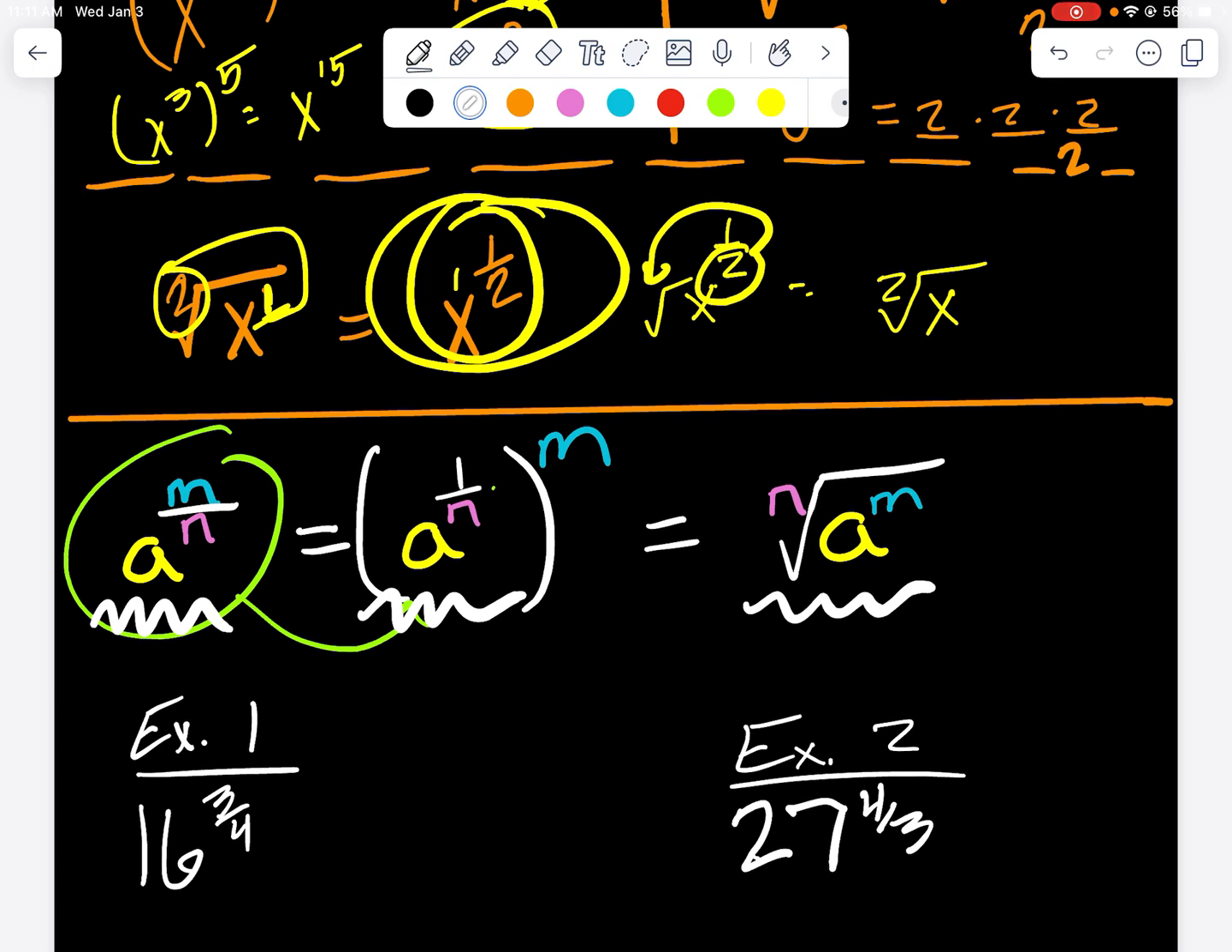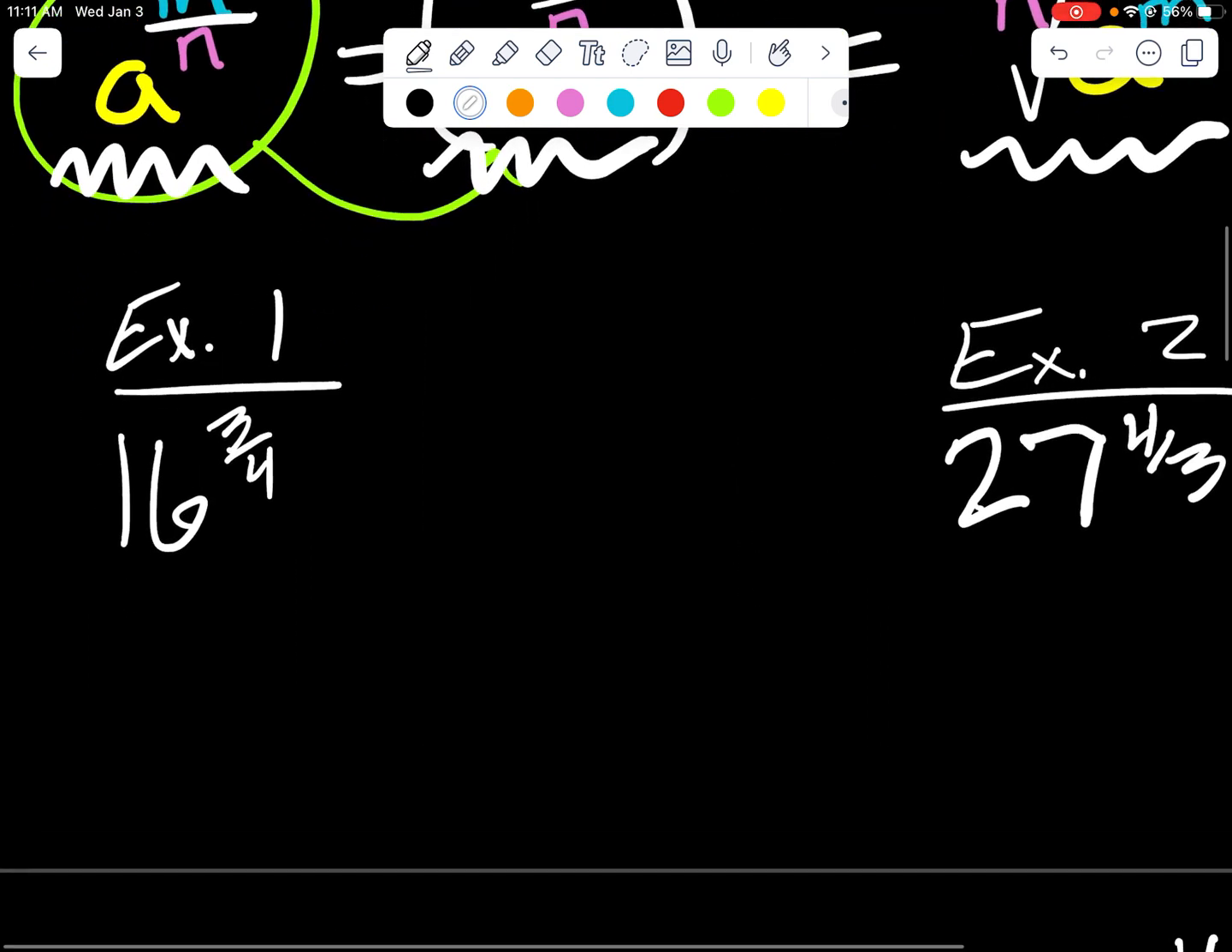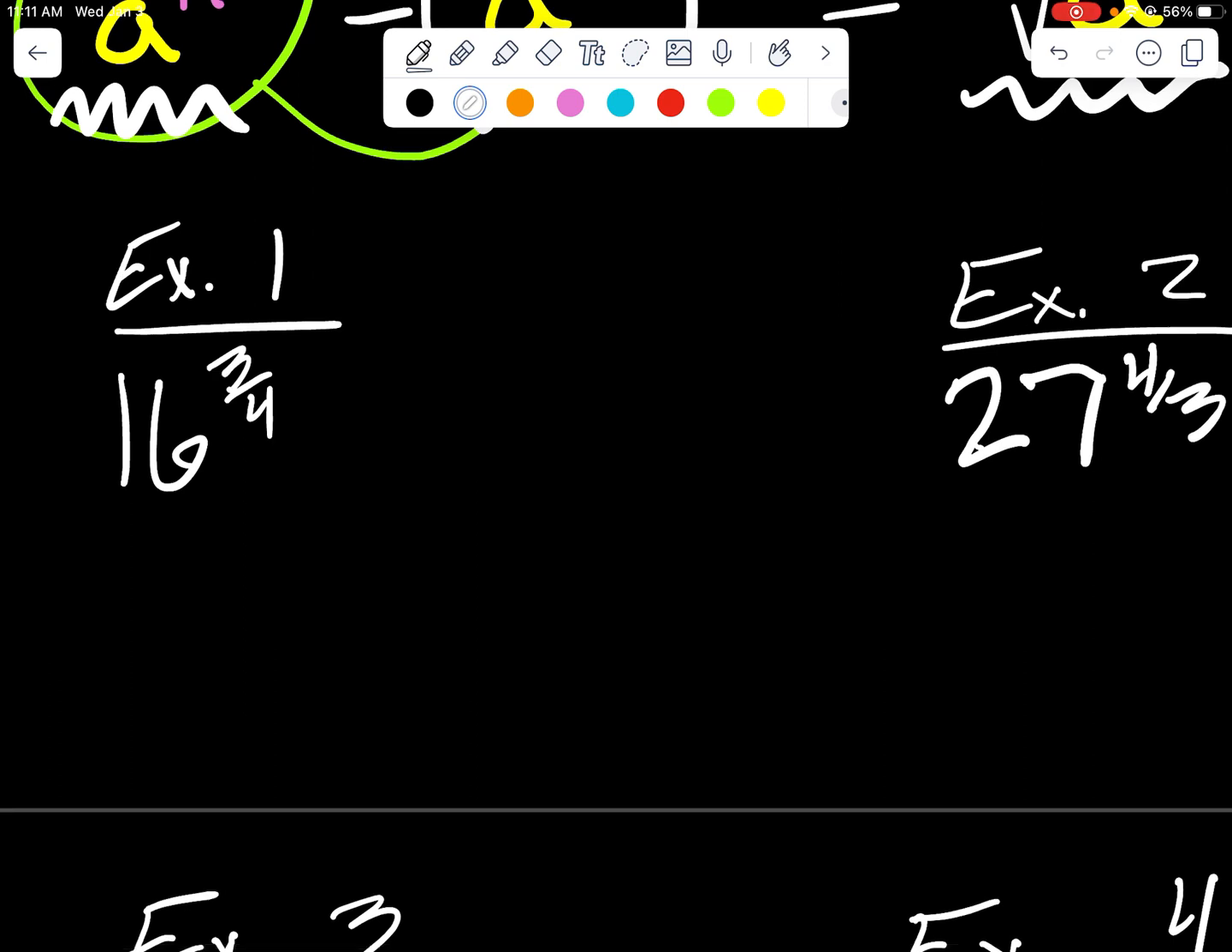So what you're going to be looking at today is they're going to give you a number, or a variable that's to an exponent, and you're going to have to write down that number or that variable in another form, or you're going to have to simplify it. So like with this first example, we've got 16 to the 3/4.